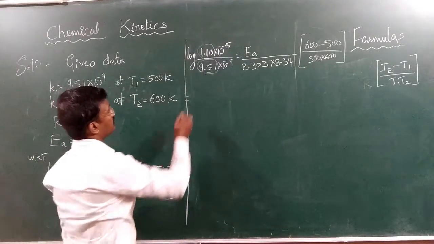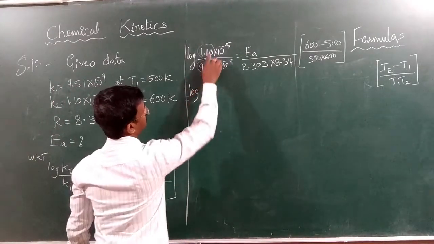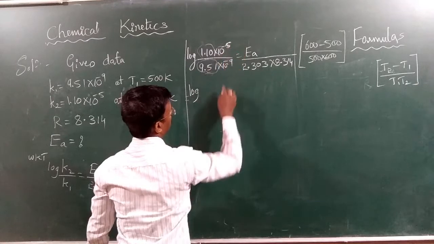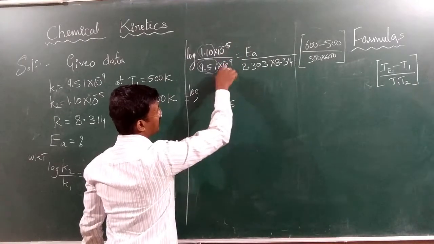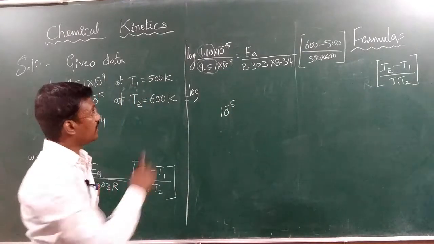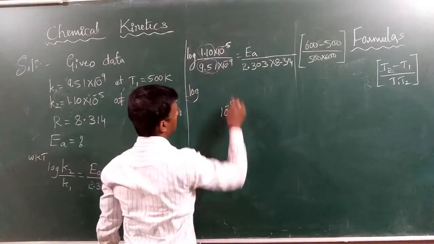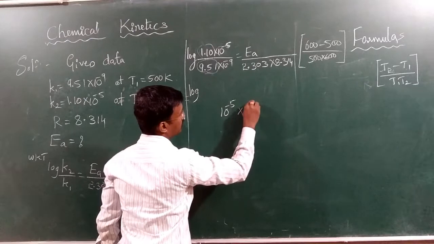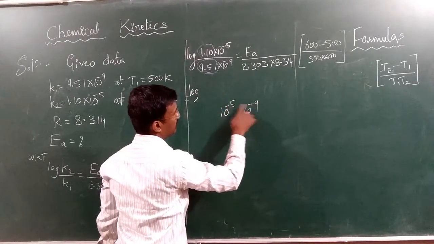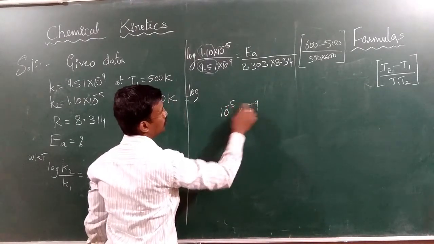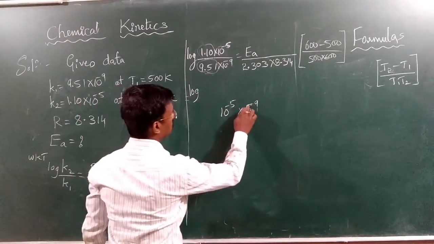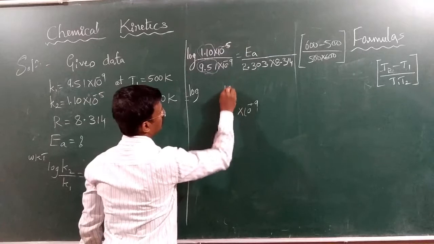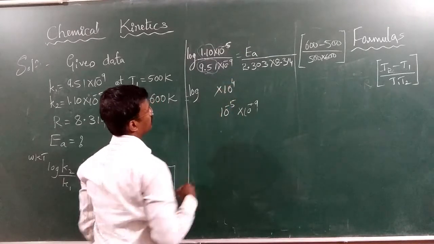You are going to get some value. Log of this, 10 raised to minus 5 and 10 raised to minus 9. Here this is the denominator, and if it moves to the numerator, then minus 9 becomes plus 9. So minus 5 plus 9 is equal to, minus into plus means you have to subtract, greater number is positive, therefore the value is 10 raised to 4.